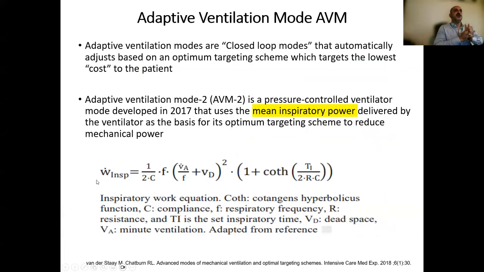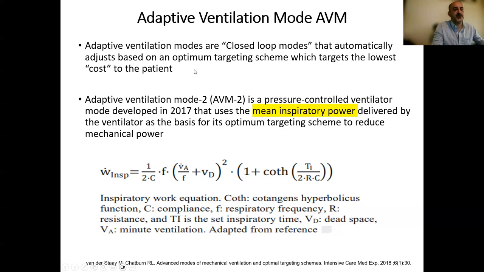Okay, so now we'll go to the second part of our talk here. Since now I think we can all agree that mechanical power is related to some ventilator-induced lung injury and maybe even mortality, how can we clinicians at the bedside help the patient or lower the mechanical power? So quickly about adaptive ventilation modes, or the AVM mode. It's a mode under the classification of closed loop modes. And we have probably all heard about closed loop modes.